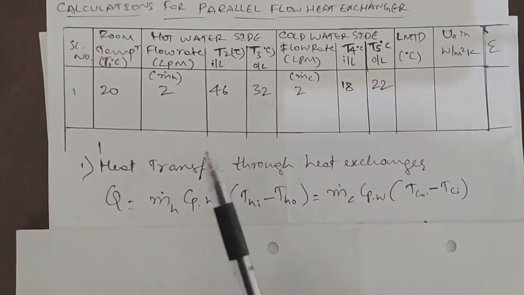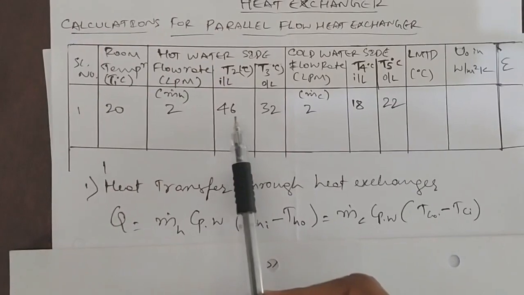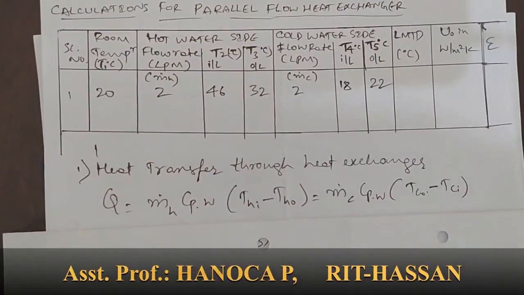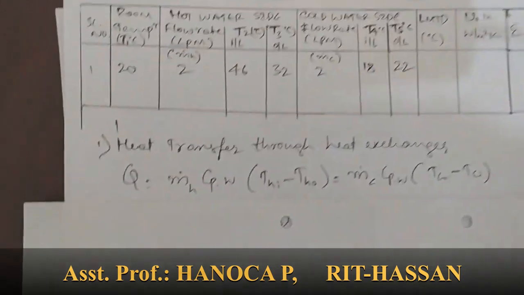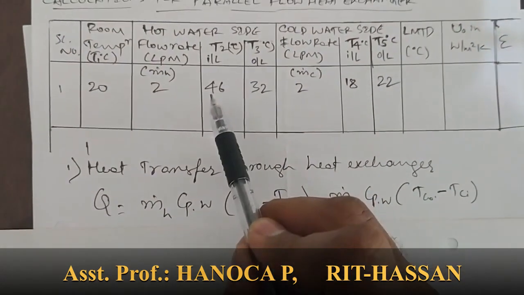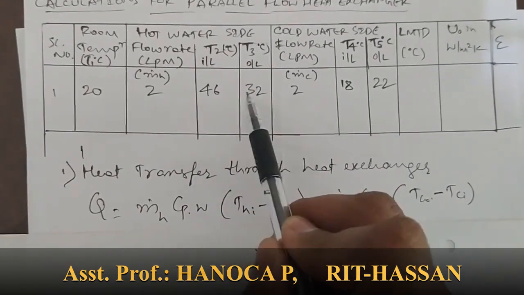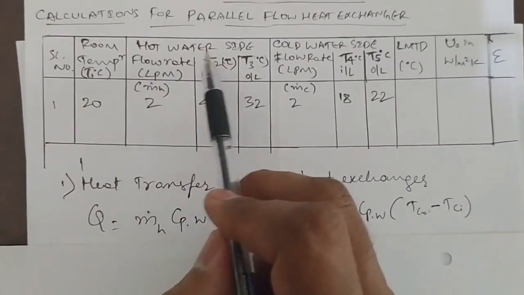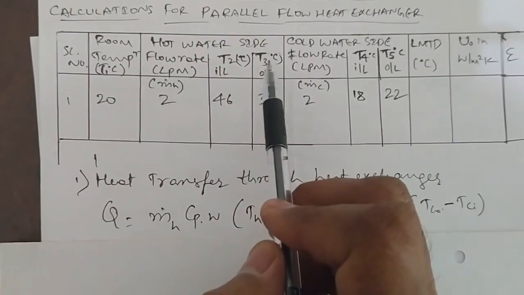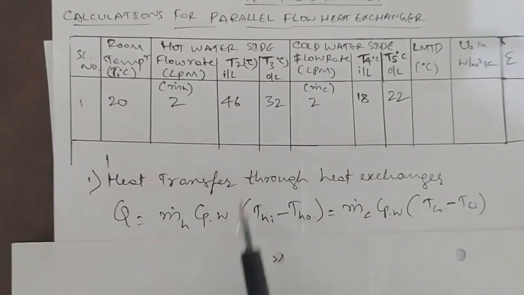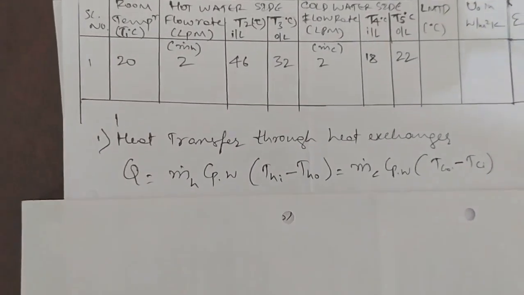m dot H is already taken from the experiment, that is 2 LPM, and specific heat of water is 4200. THI and TH naught are already there. THI and TH naught mean hot water inlet and hot water outlet. This is the hot water side. T2 means inlet, T3 is the outlet. So hot water inlet, hot water outlet, that is THI minus TH naught.